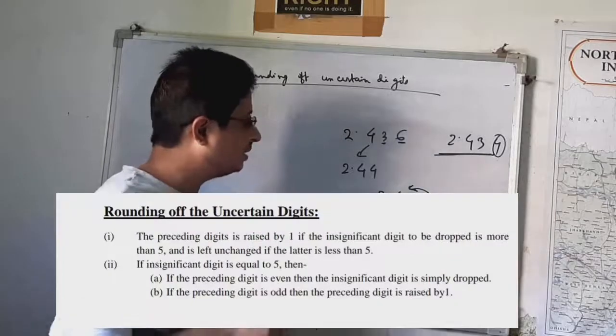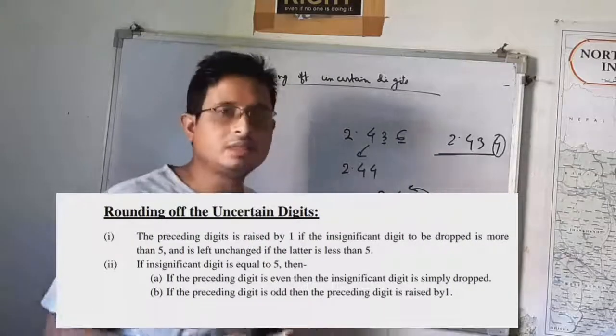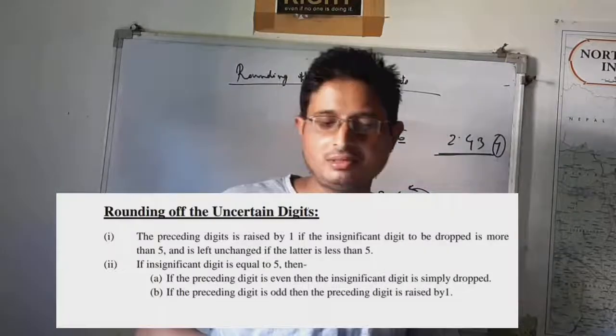I have added the rules regarding rounding of uncertain digits. Pause the video and watch it.